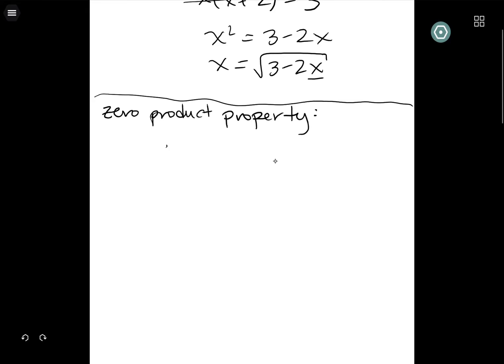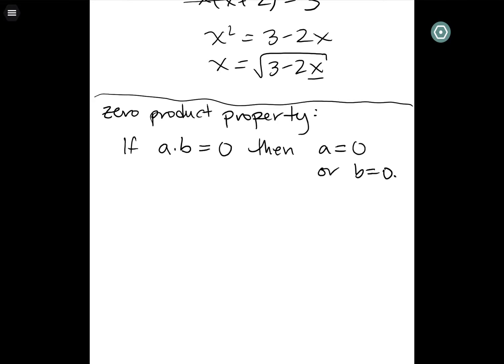It says if you multiply 2 things together and you get 0, so if A times B equals 0, then A equals 0 or B equals 0, and that would be a mathematical or. It could be just A is 0, it could be just B is 0, or it could be both are 0. So really what this is saying in kind of a fancy way is pretty simple. The only way to multiply 2 numbers together and get 0 is if at least one of them is 0. There's no other combination of numbers that you multiply and get 0 unless one of them is 0.